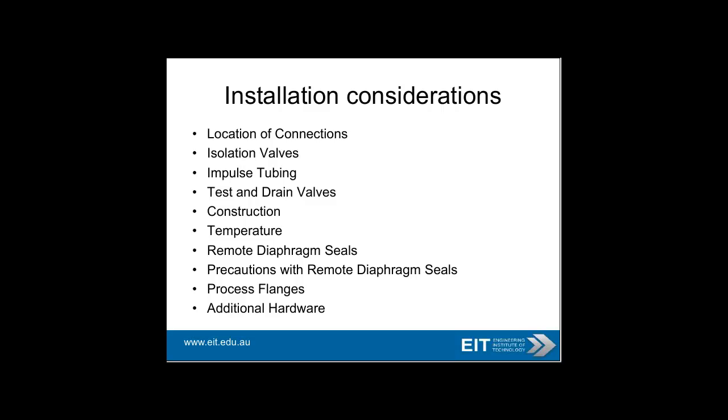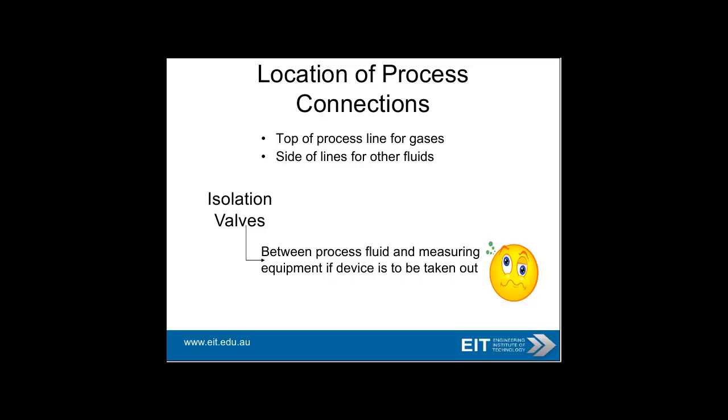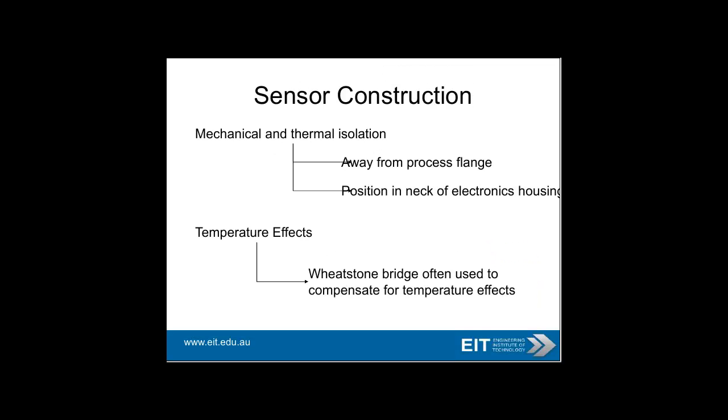Just a few installation considerations to bear in mind. Obviously, location of connections, isolation valves, impulse tubing, test and drain valves, the construction, temperature variations, as we discussed, can be a big impact. Remote diaphragm seals. Think carefully about process flanges and additional hardware. So these all need to be thought through carefully before you jump into your actual installation.